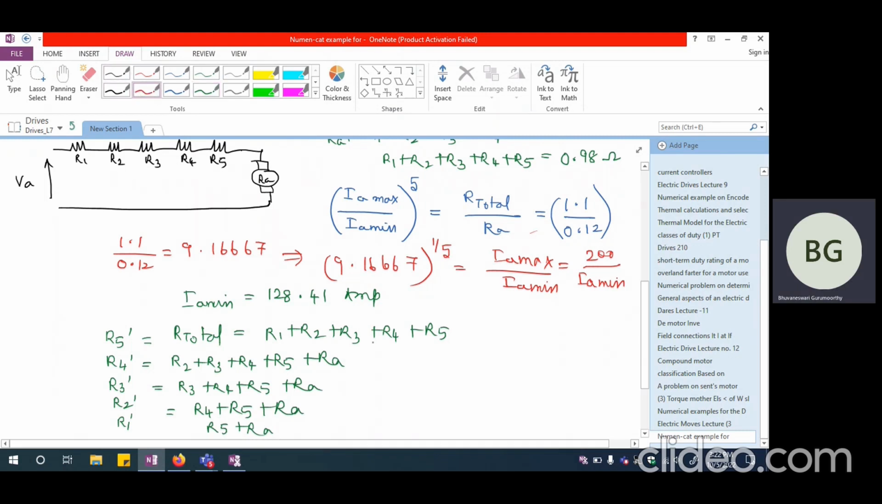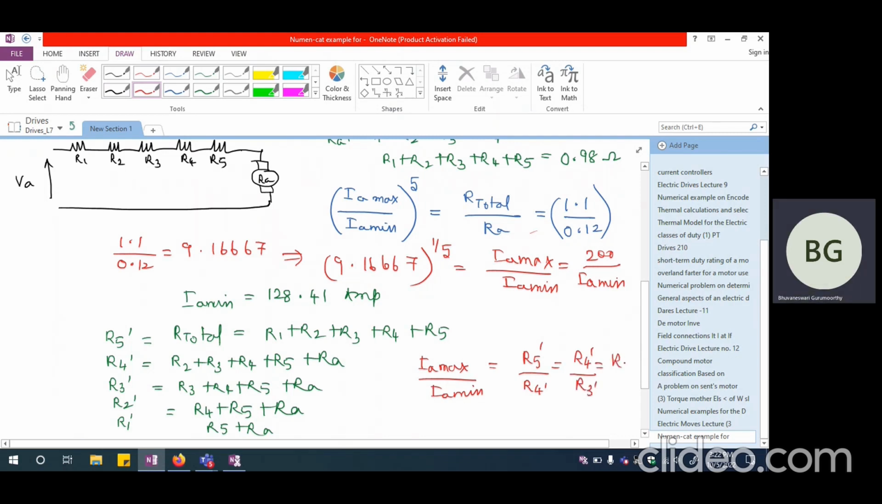So I should be able to calculate this as IA max divided by IA minimum is going to be equal to R5 dash divided by R4 dash. This will also be equal to R4 dash divided by R3 dash.